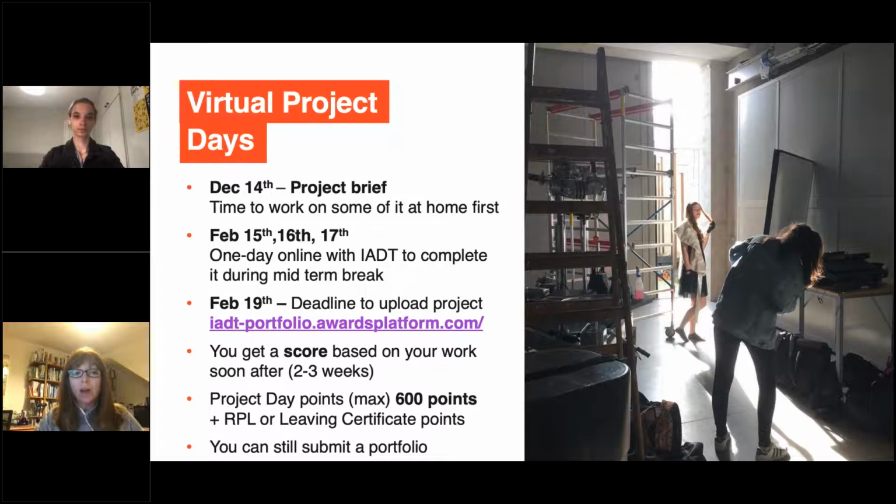Okay, so you can also, as Casper said, he did both. So you can also do both if you want to, because you won't know your final score until you combine it with your Leaving Cert if you're doing your Leaving Cert. Okay.